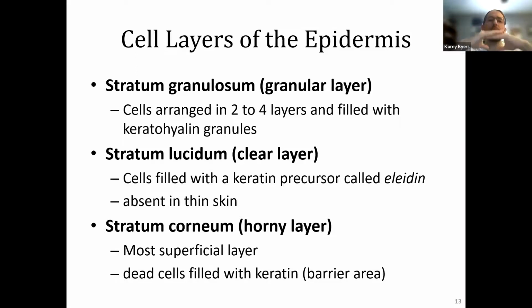As we get further up, we have the stratum lucidum. Lucid means clear. So stratum lucidum is the clear layer filled with the keratin precursor eleidin. And so the eleidin is going to become keratin. If we were talking about thin skin, we do not have the stratum lucidum. Stratum lucidum is only in thick skin. The keratohyaline is going to be secreted, and the keratin is going to be secreted to go around these cells. Keratin is just a very thick, hard substance.